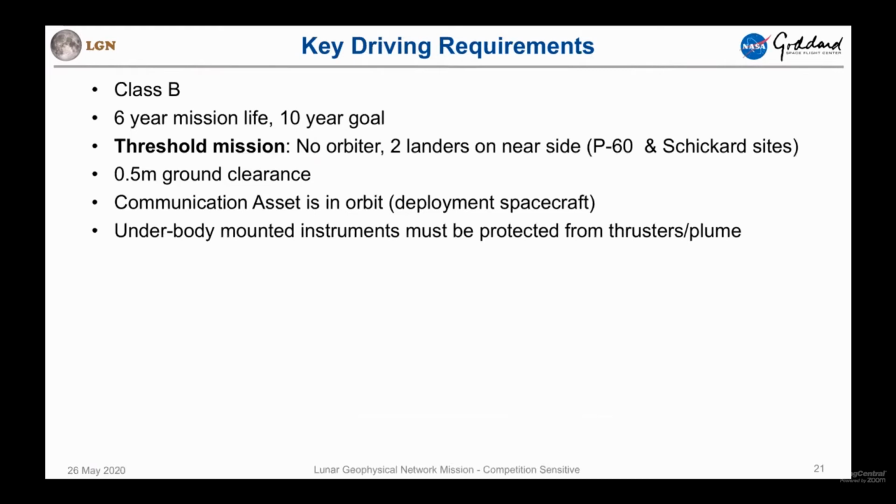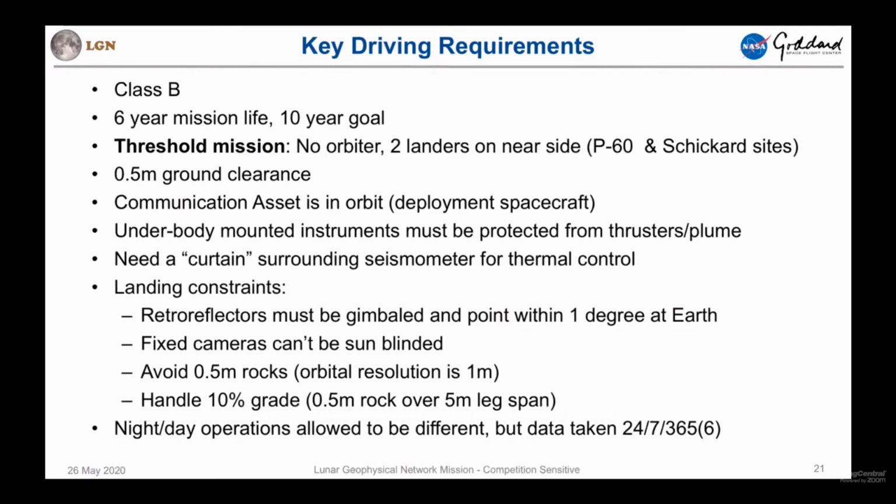We need about 0.5 meter ground clearance, so we need to be looking for sites that are relatively rock-free. This is useful because we have great imagery from LROC that we can now use to mitigate the landing risk, at least in terms of the site conditions. The communication asset is in orbit. It's that deployment spacecraft. Body-mounted instruments must be protected from the thruster plume, as we have to undergo quite an aggressive braking burn in order to deploy these. There will need to be some thermal protection around the VBB that's deployed under the lander.